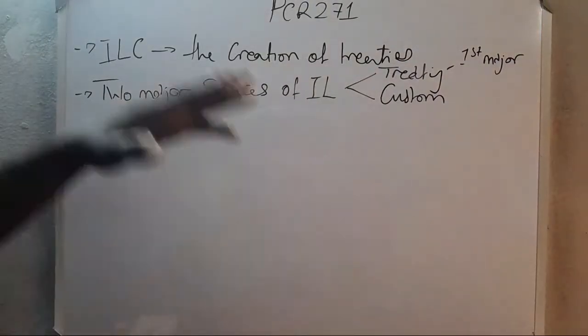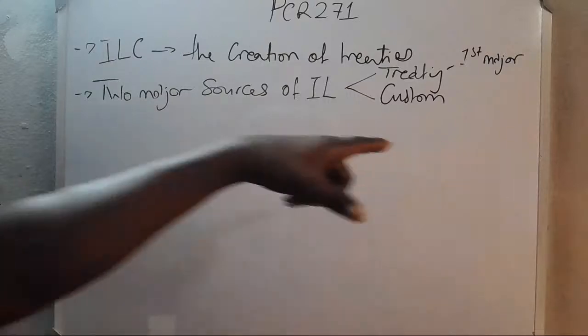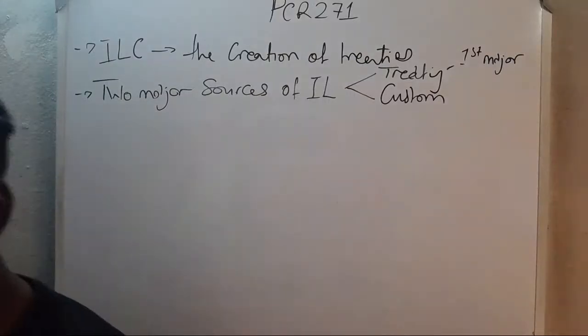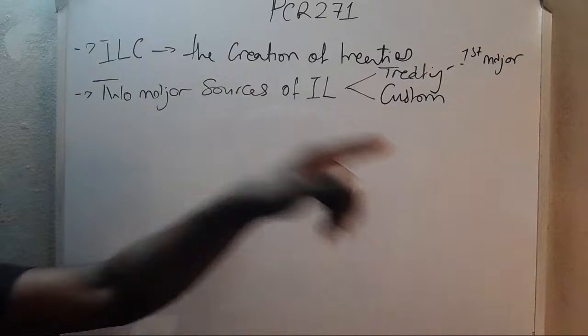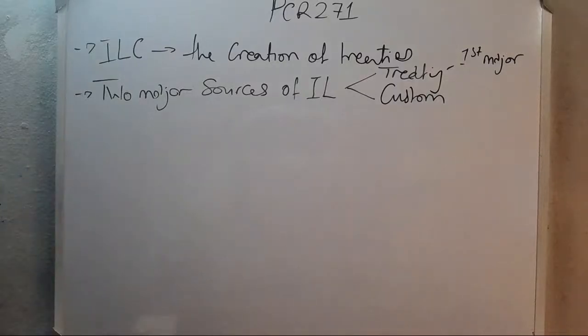So now, speaking of treaty, it is said to be the major contemporary source of international law. The first major contemporary source of international law. Why? Treaties are said to be what?